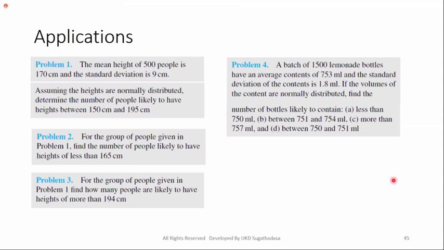So, how many got the answer? Very simple. By this time, you should be able to get it. The first line should be x less than 165. Then convert to Z score. X minus 170 divided by 9, that's Z, no? Z less than 165 minus 170 divided by 9. That is minus 5 divided by 9, and you get Z less than minus 0.55.